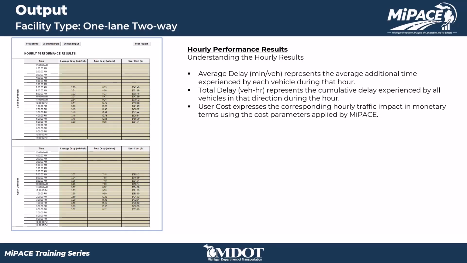Average delay, measured in minutes per vehicle, represents the average additional time experienced by each vehicle during that hour. Total delay, measured in vehicle hours, represents the cumulative delay for all vehicles in that direction during that hour. User cost converts the hourly delay impact into monetary terms. So use this table to identify hours that contribute most strongly to the overall delay and costs. Those hours are the most important periods to review when considering changes in the closure stages, work zone length, and flagging operation.